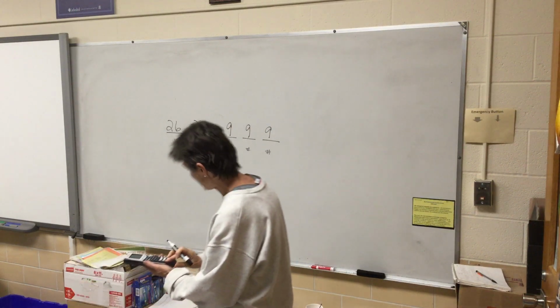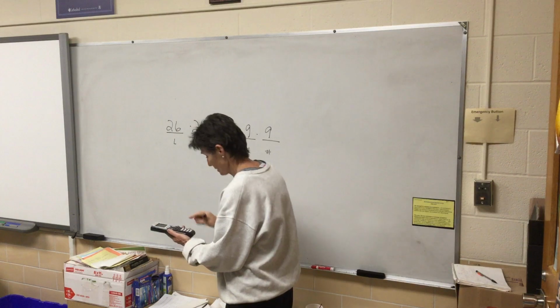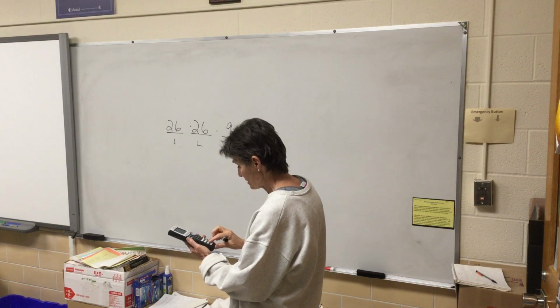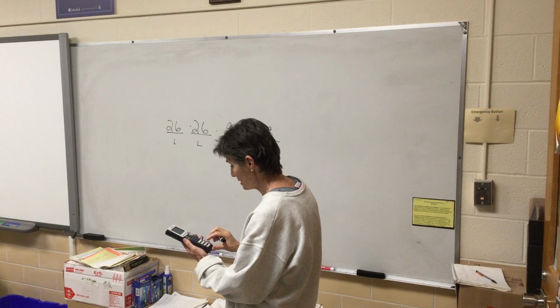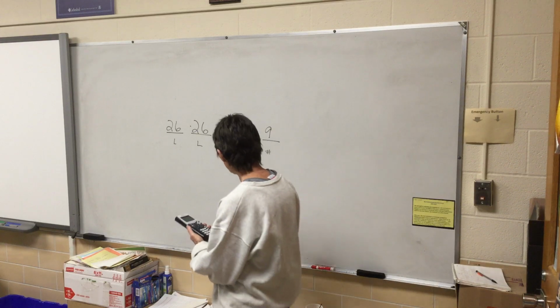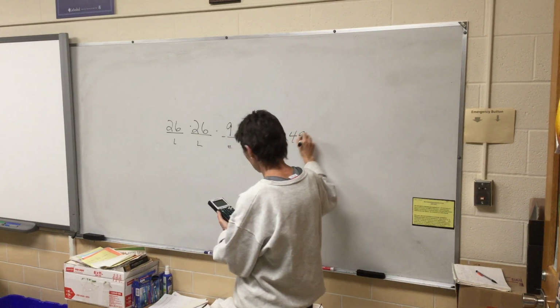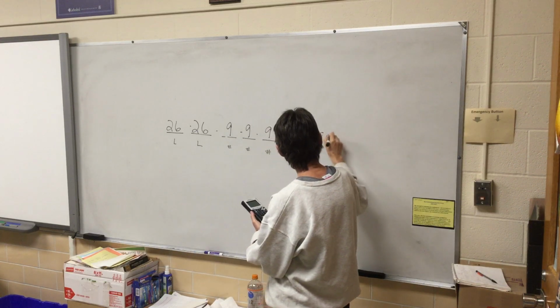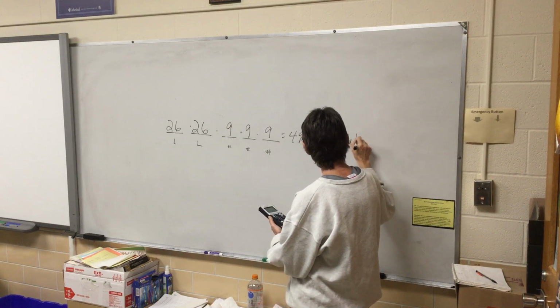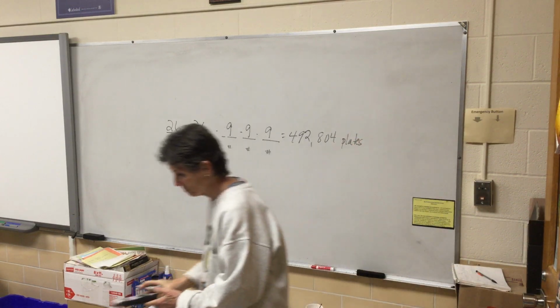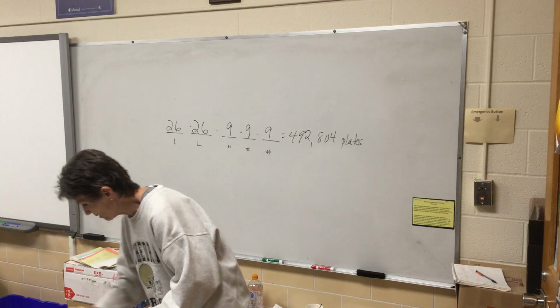So you would just take, all these are multiplied. So 26 times 26 times 9 times 9 times 9. So 492,804. That's how many license plates would be possible given this scenario.